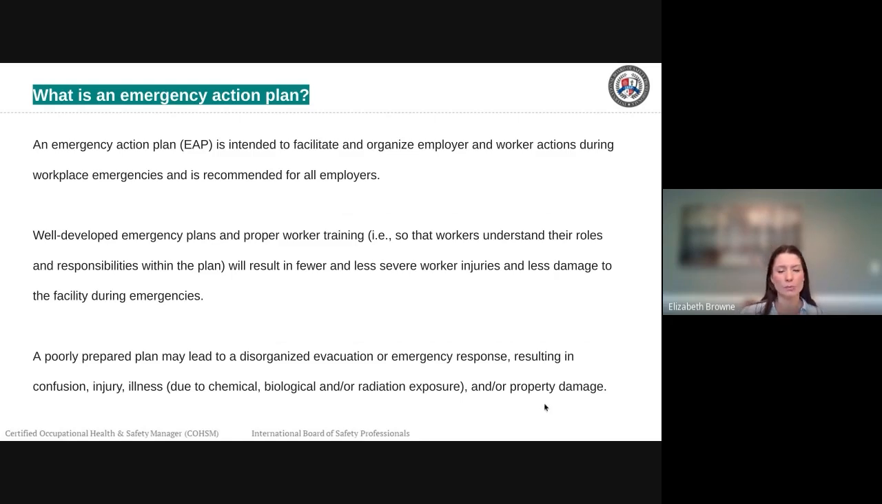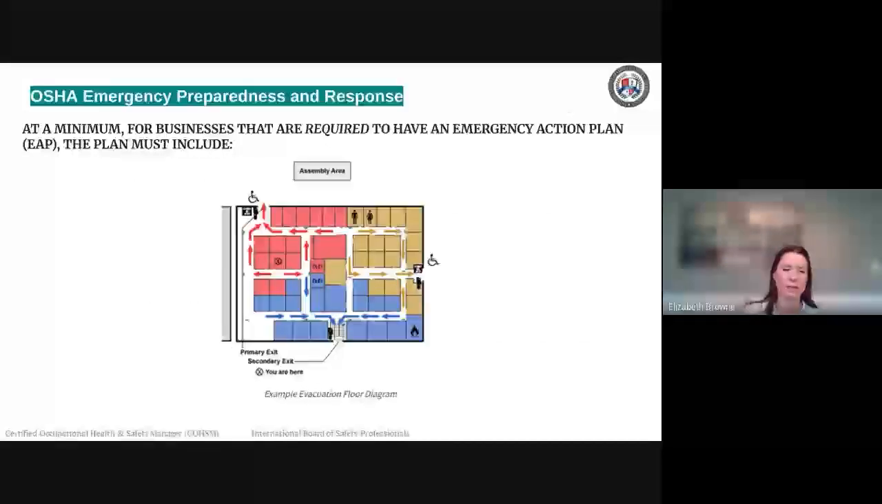A poorly prepared plan or one that is completely neglected can result in confusion, which can lead to higher rates of injury or illness and higher rates of property damage in the face of an emergency.